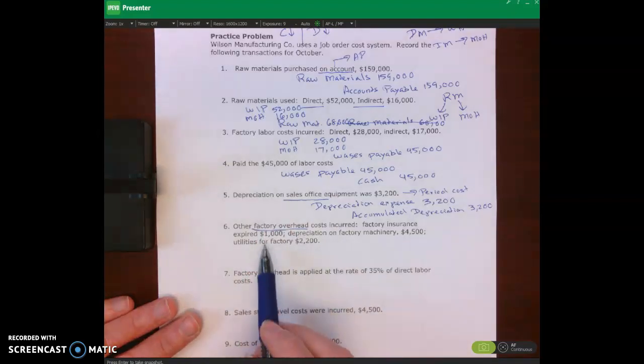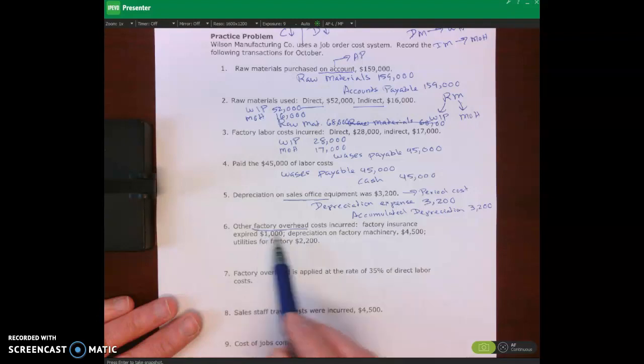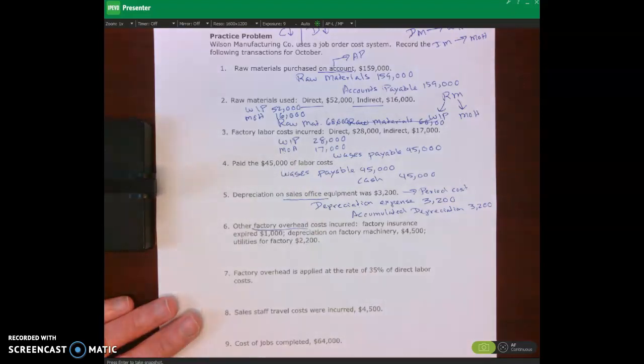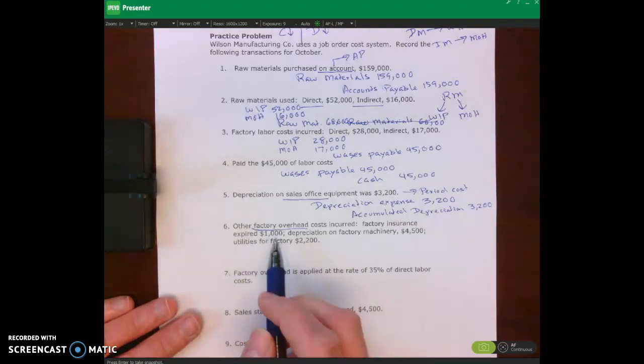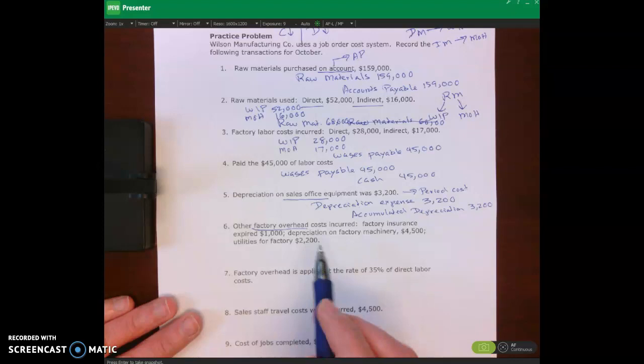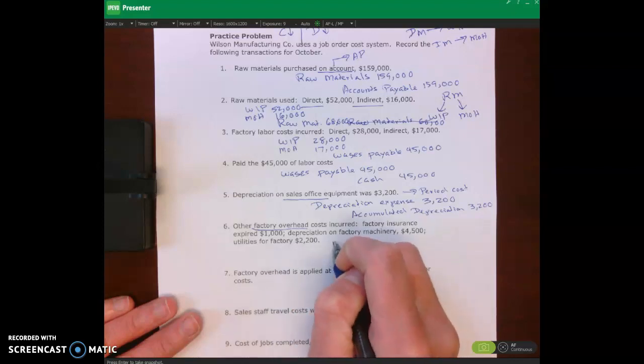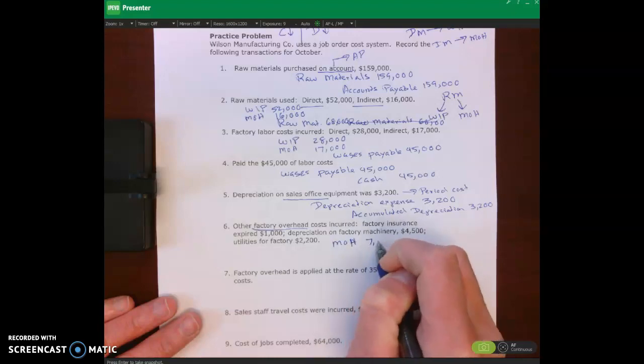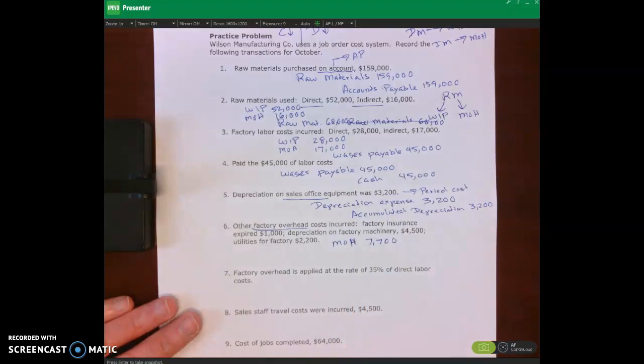So what we can do is add up all of these, and debit manufacturing overhead for the sum of all of these, because they all go to overhead, because it says so right there. So 1,000 plus 4,500 plus 2,200, we debit manufacturing overhead, MOH, for $7,700. Okay?